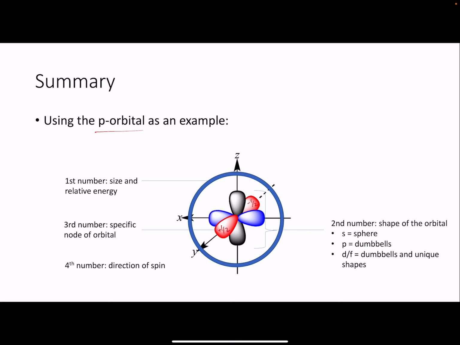And they each occupy a different side of the lobe, which is called a node. So, lobe and node. Lobes hold 2 electrons, nodes hold 1. 2 electrons, 1 electron. Hopefully that helps.